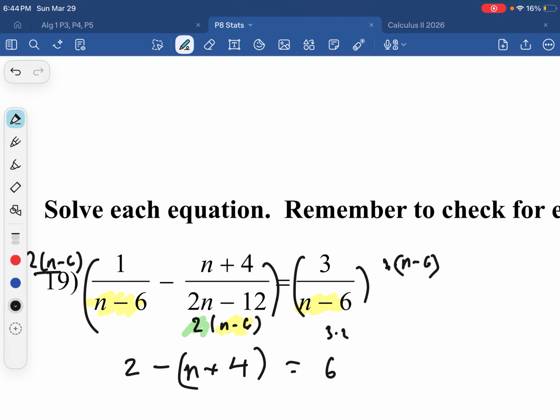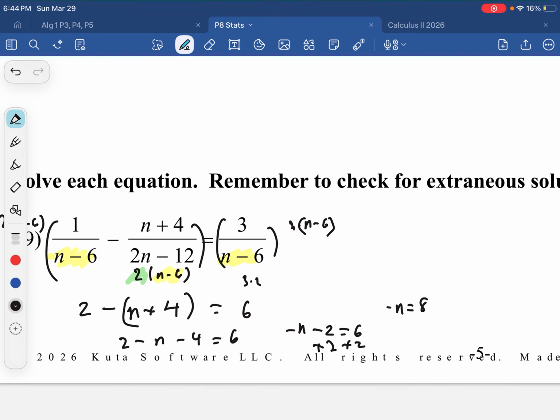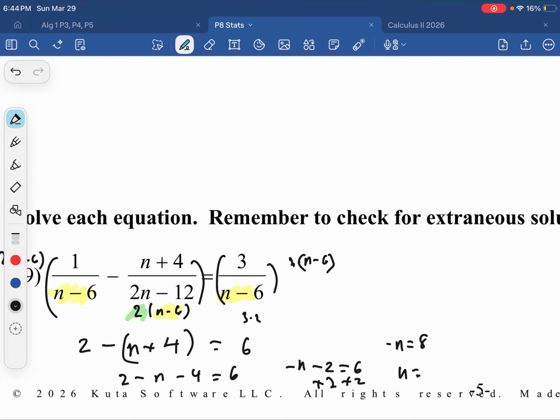But I don't want to make the same mistake as last time. Put some parentheses around that and make sure we're changing the signs for both terms. 2 minus (n plus 4) equals 6. This is going to be negative n minus 2 equals 6. Add 2. So negative n equals a positive 8, or n equals negative 8.